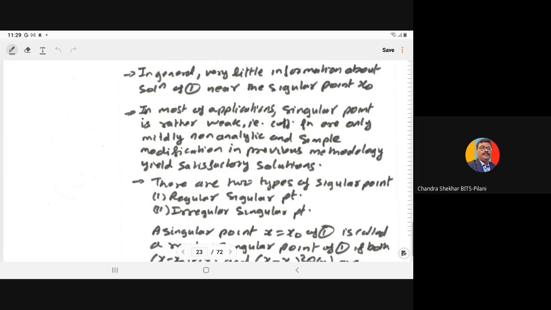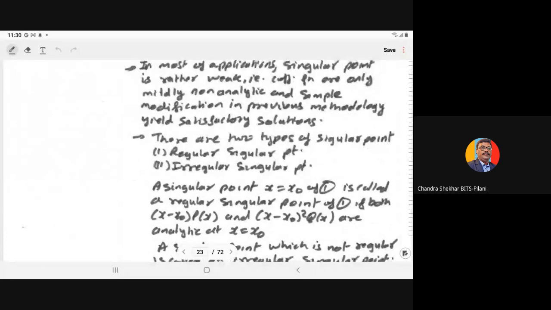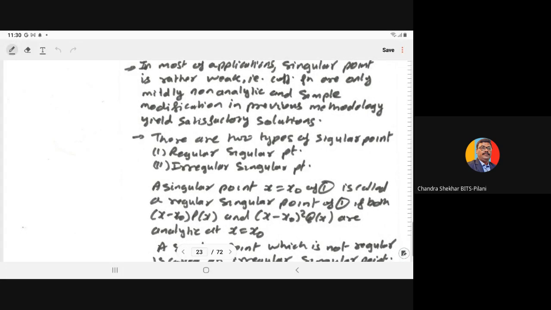So the previous methodology of power series solution, right? The previous methodology for determining the solution, the power series solution, can be modified to the Frobenius series solution for the weak singularity, because weak singularity or mild non-analyticity can be removed, or analyticity can be achieved by the proper modification. So there are two types of singular point. What are those? Those are the irregular singular point and the regular singular point. What is the regular singular point and what is the irregular singular point?